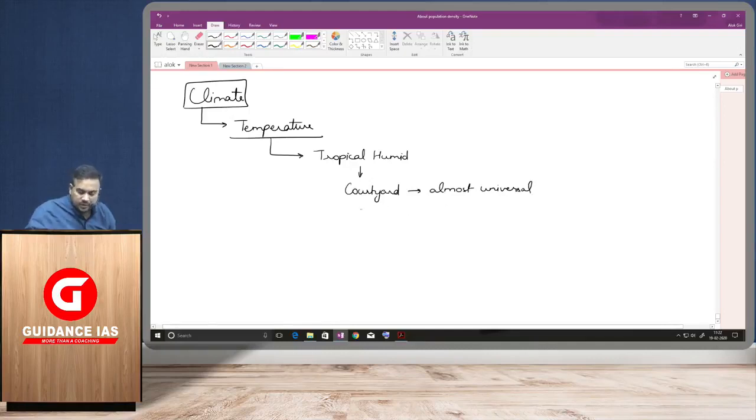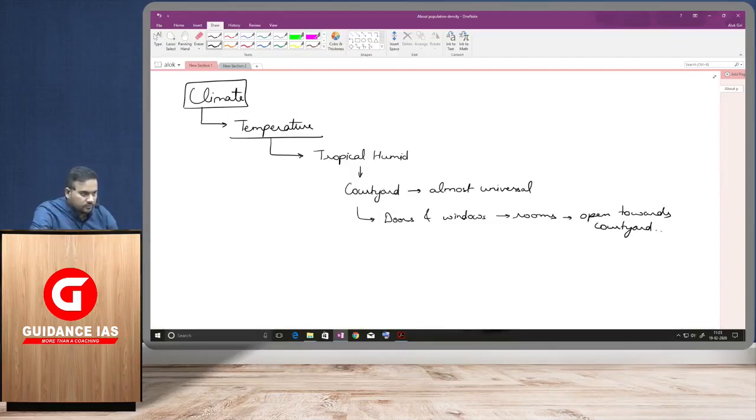And how the houses are built? The doors and windows of the rooms, they open towards courtyard. So why they are opening towards courtyard? So that there can be effective circulation of air and the rooms can remain cool. In order to ensure effective circulation of air, so that the rooms can remain cool.